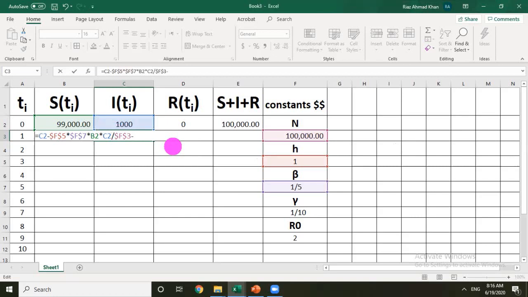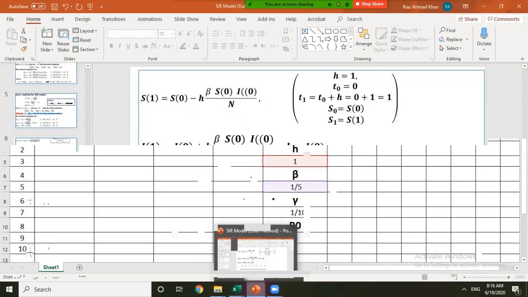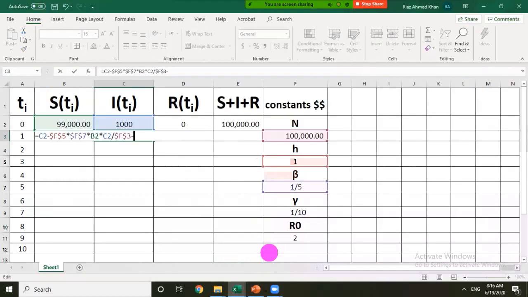Minus H times gamma times I of 0. So here minus H is again this with dollar sign. The value of gamma, dollar sign, multiplied by I of 0.